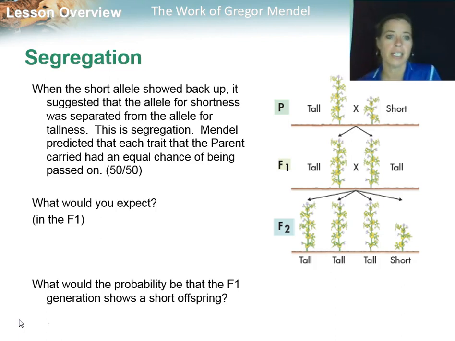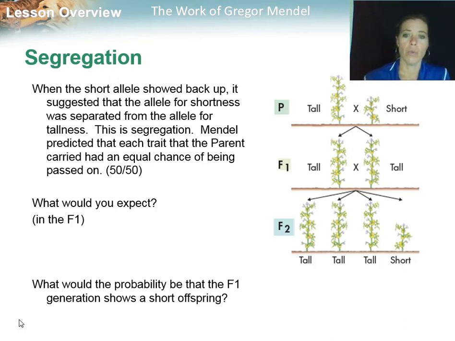Mendel predicted that each trait that the parent carried had an equal chance of being passed on. So pretty much what he's saying is that even if dad had tall and short, he would make half of his sex cells tall and half of his sex cells short, so it would be about 50-50, but it would just be randomly distributed.